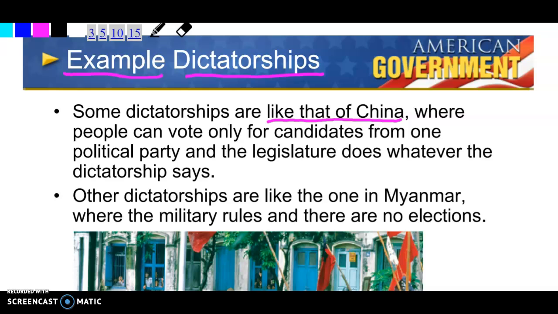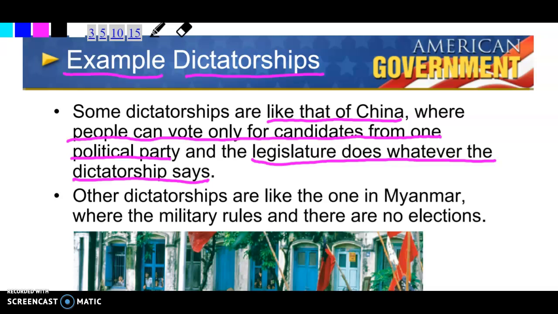And in China, people can vote, but only for candidates from one political party. And also, China's legislator does whatever the dictatorship says. So the people do get to vote, but only for certain people. And the legislator is still going to do whatever the dictatorship says, not what the people have voted or asked for.